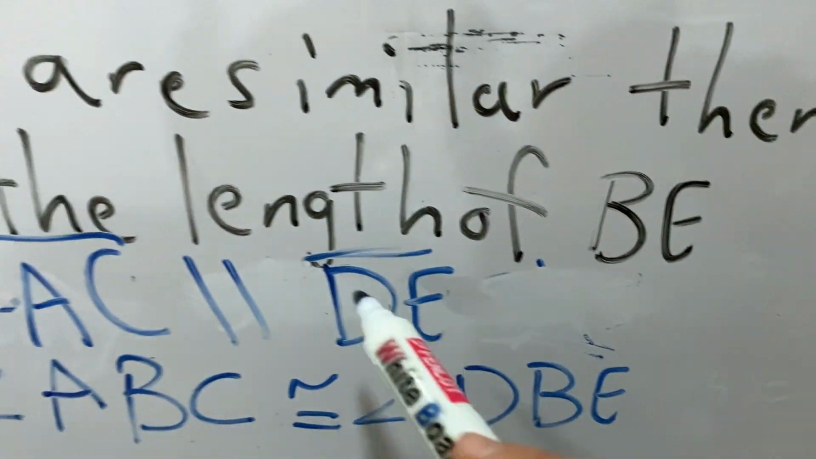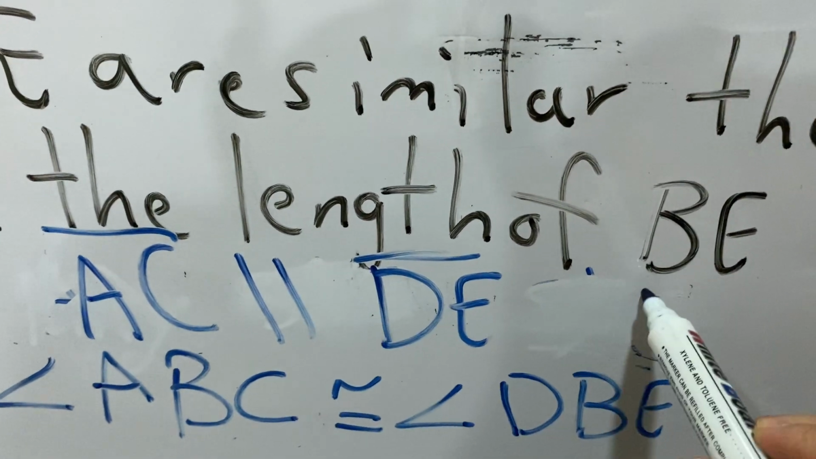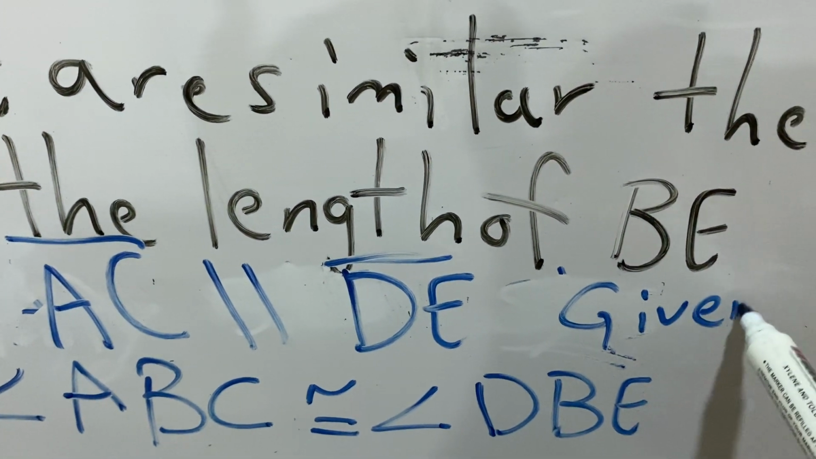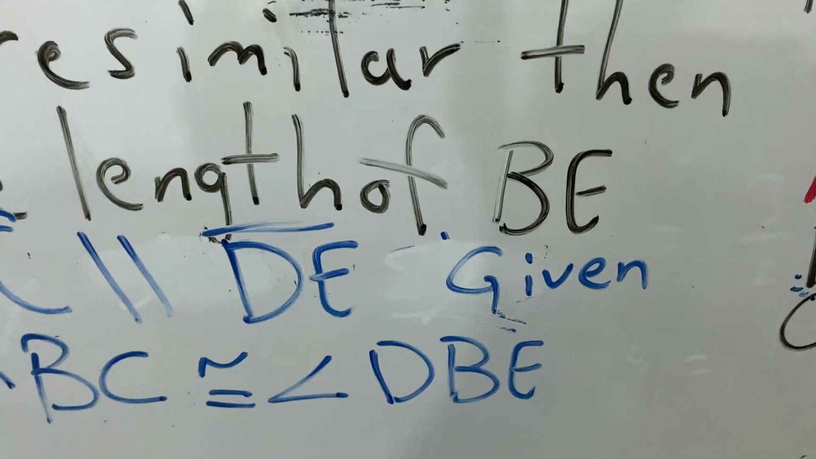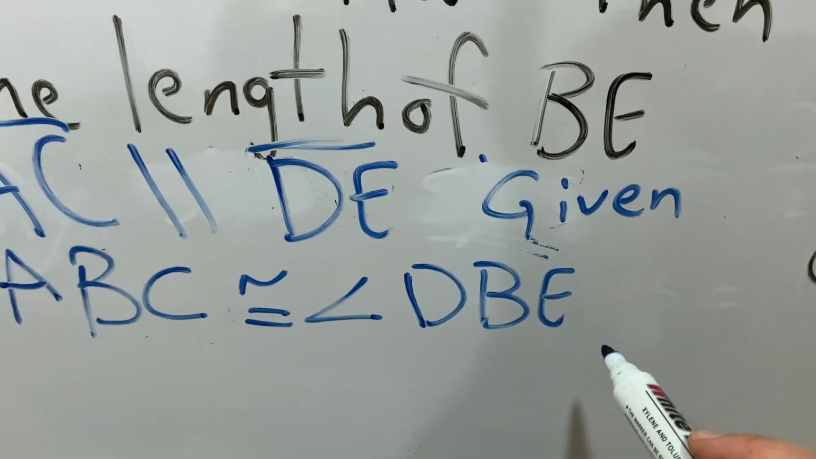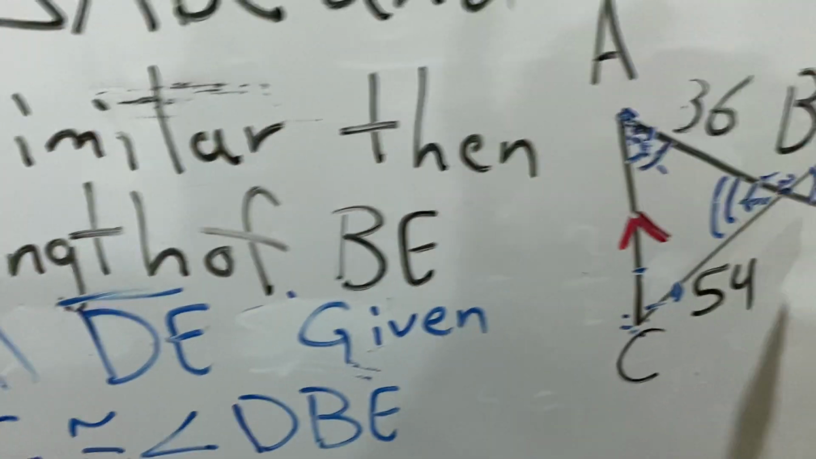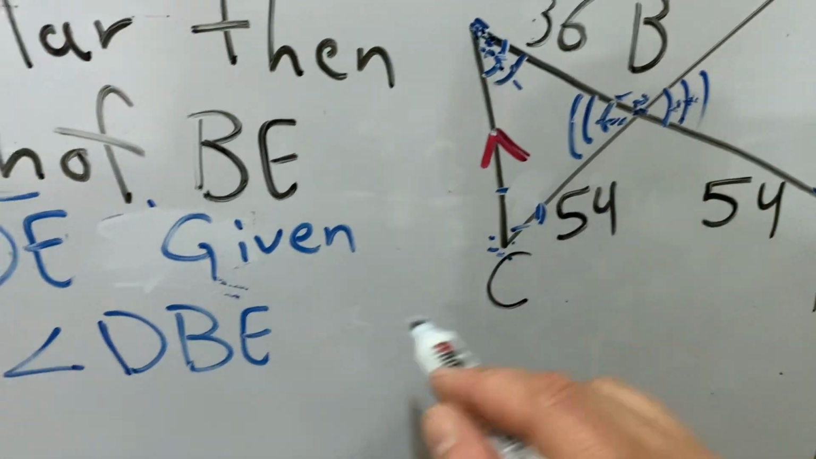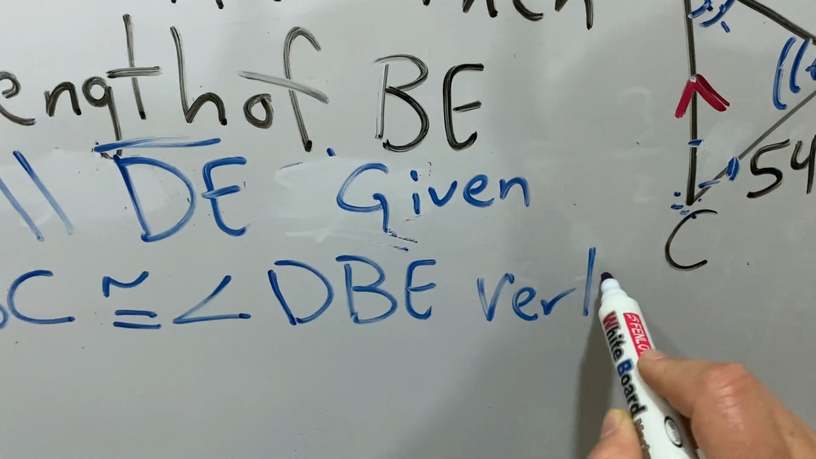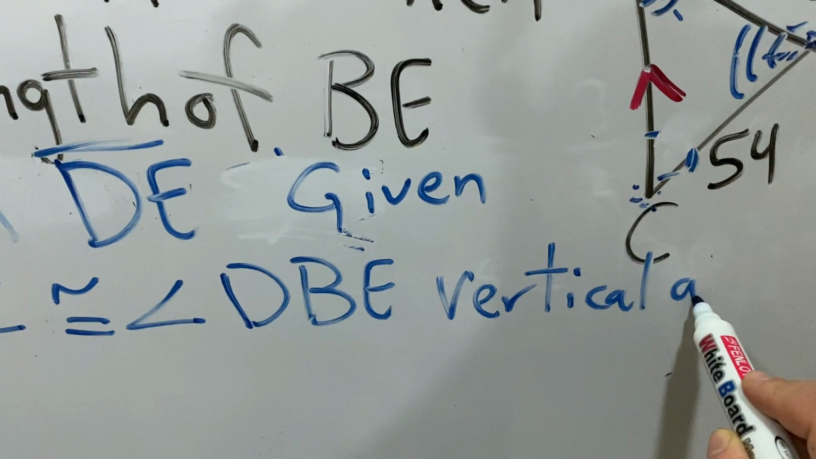Why? Because if these are parallel, which is given already, I didn't do it, they gave it to me, then these are congruent because these are the vertical angles that we said about them before. These are vertical angles.